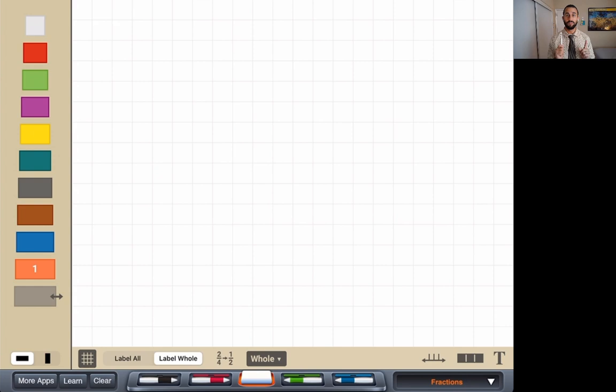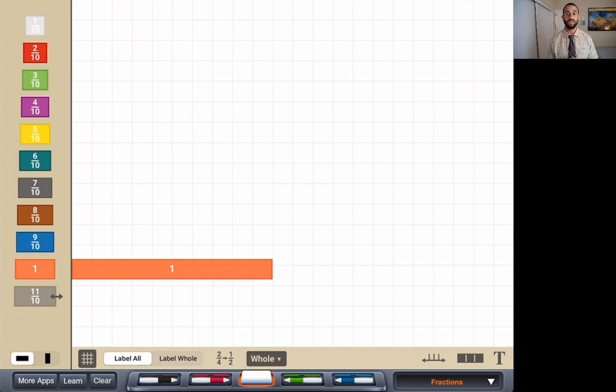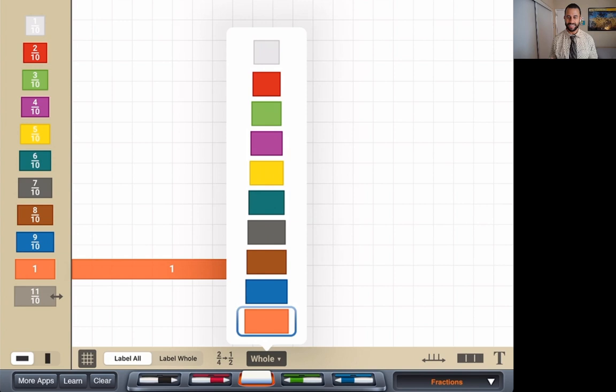So I don't necessarily want to label them like this, because then it chooses the unit for me. But I don't always want that to be the unit. I actually get to pick what the unit is here. See, down here it says the whole. Which one do I want to be the unit? How about the yellow one? I'll make the yellow one the unit. And now notice that the orange one is 2. So that's kind of cool, huh? Anyway, so I tend to just say, let's label the wholes.